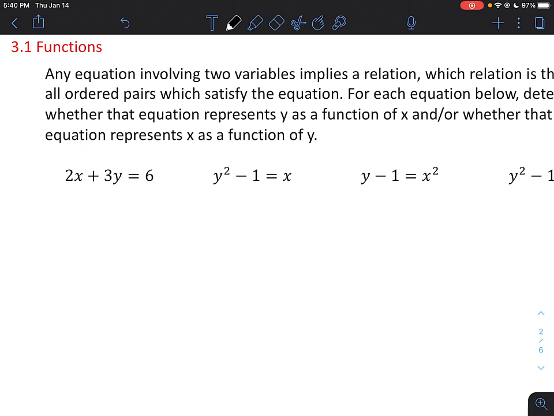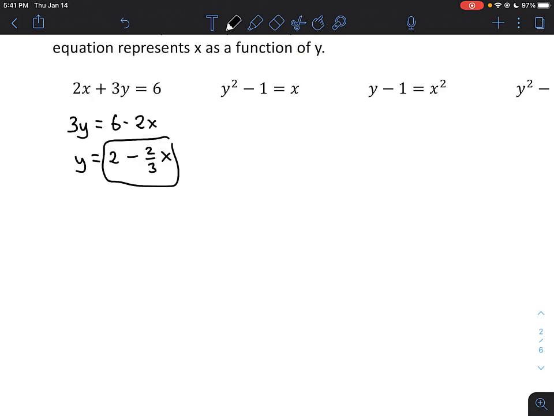If I were to take this equation here and try to solve it for y, we would get 3y is equal to 6 minus 2x. And then divide everything by 3 next, and you get y isolated. So you divide 6 by 3, we get 2, and divide 2x by 3, we get 2/3 x. Let's see if y is a function of x.